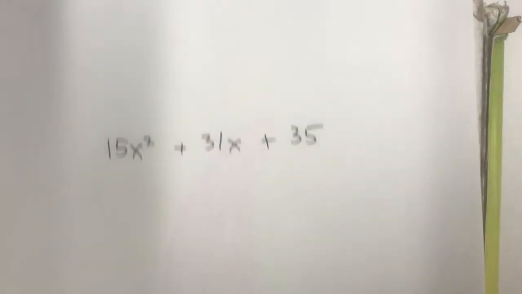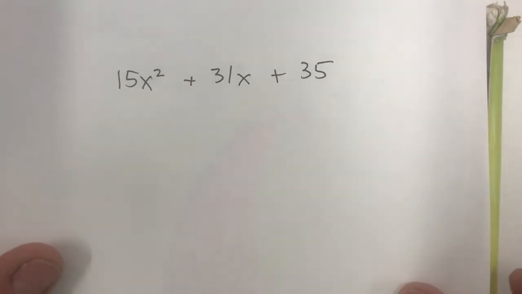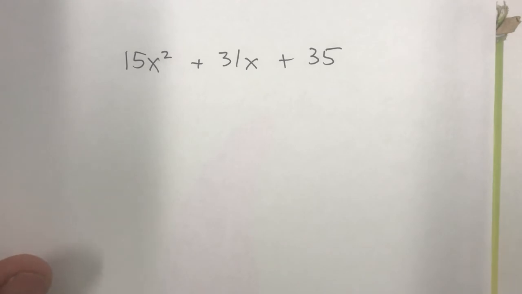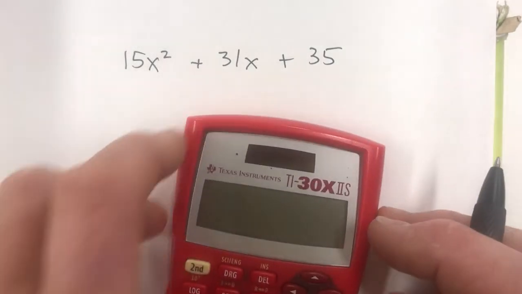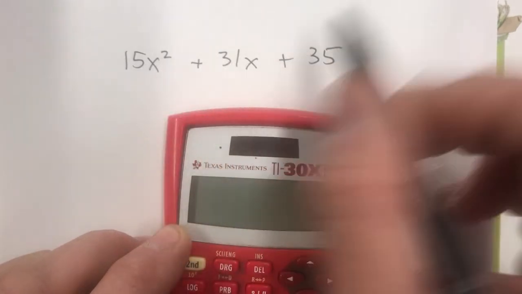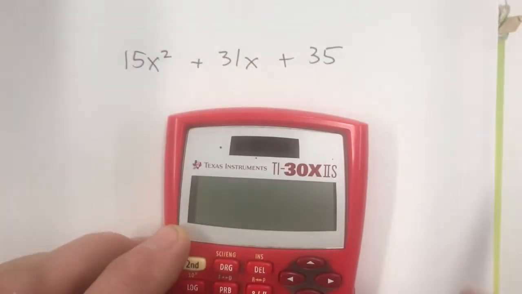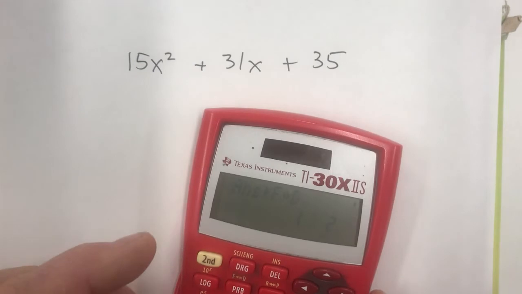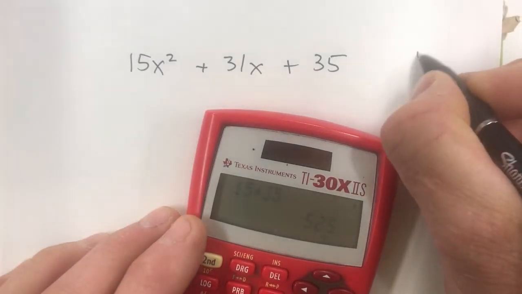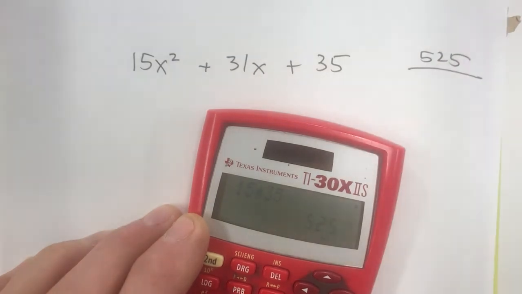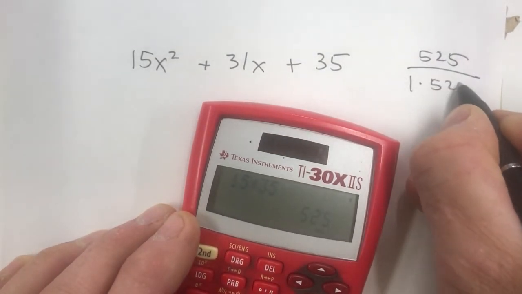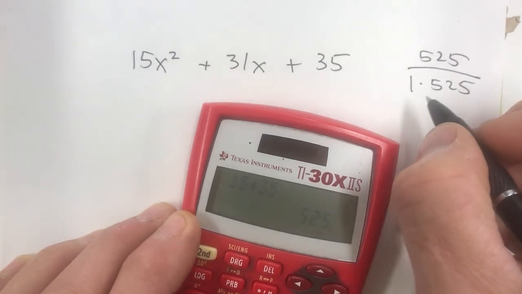Okay, now let's do one last one right here. This one looks like a hard one. I might have to use a calculator on this one. So I'm going to do, I got all these numbers, they don't break down. So 15 times 35. So 15 times 35 is 525. Okay. 525 divided by 1 is 525. 525 divided by 2 is a decimal.